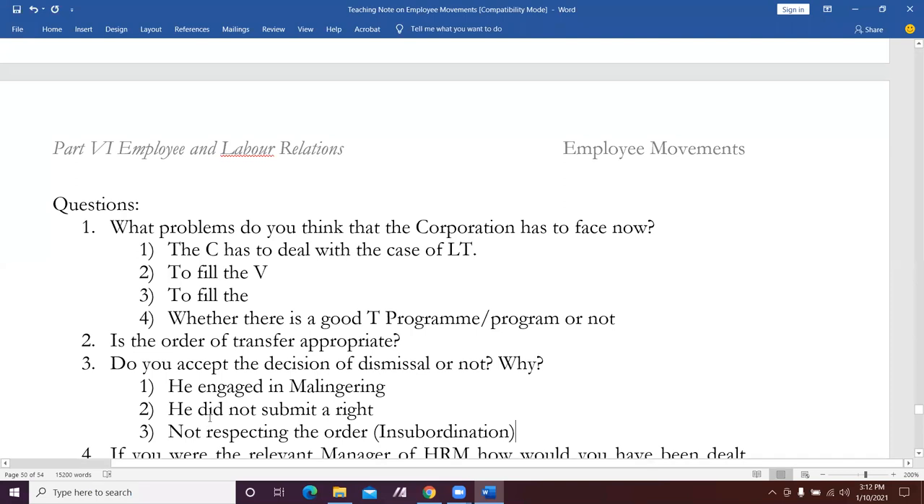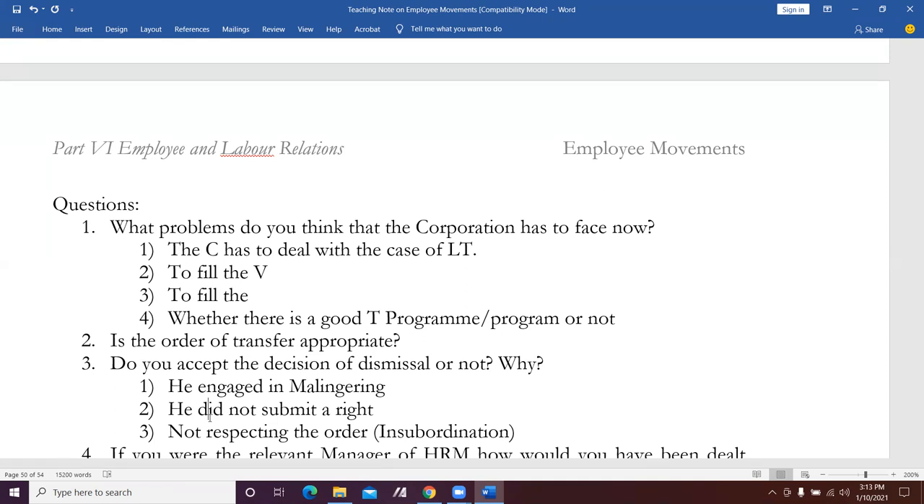Insubordination. This is also serious misconduct, not respecting the order. If the order is right, if the order was given after a right, sufficient study, and given by a right person, then that has to be respected, that has to be accepted. That cannot be rejected.